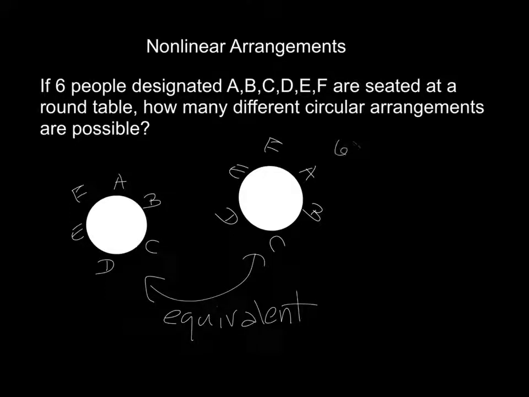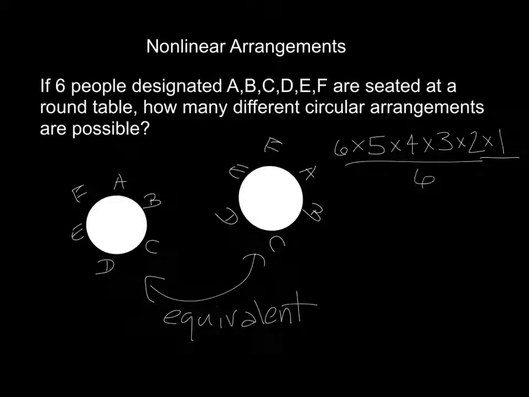6 people to choose from. Then we assigned the second seat. There are 5 people left. And we went down until we finally assigned all 6 seats. But now we want to take into account all the different rotations. Well, since there are 6 seats, there are going to be 6 rotations.